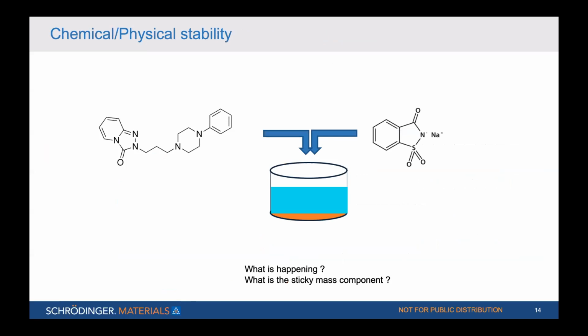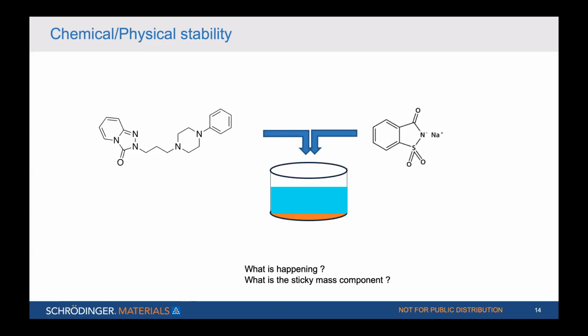Okay, so there are other examples like chemical and physical stability. In this particular example, we have a drug molecule and then we have a sweetener molecule. Okay, so they are supposed to be soluble. They are supposed to be happily interacting with one another in the solvent. Rather, they are forming a thin layer of sticky mass precipitate at the bottom of the beaker.